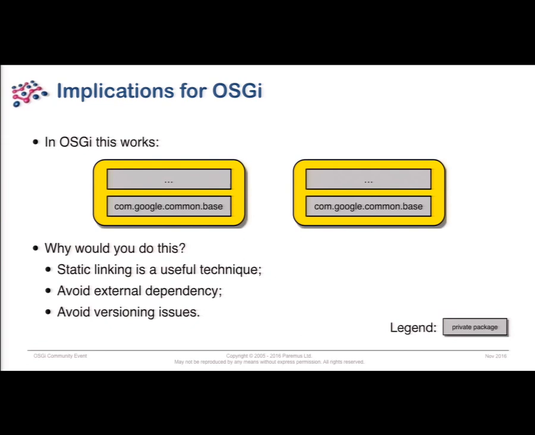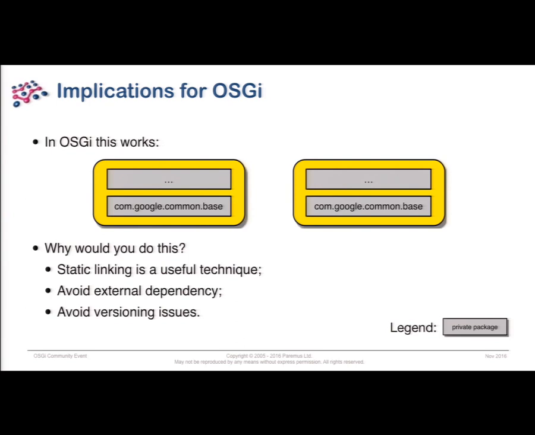So there are some implications for both of these approaches. The implication in OSGi is that, for example, this works. I can have two bundles that have overlapping private contents. So let's say both of these modules are using Guava in this case. So I've got some package name here from Google Guava, and each of them has taken a copy of a package into their private contents. Now, why would you do that? It's actually a very useful technique. It's called static linking. In certain cases, I can do this to avoid things like external dependencies, avoid versioning issues, and I can make sure that the version of Guava that I get in my bundle is always the version that I've tested against. And I'm not going to get the version that somebody else on my class path wanted.